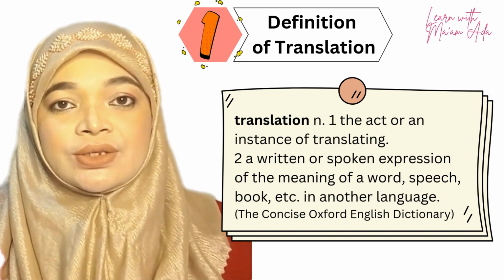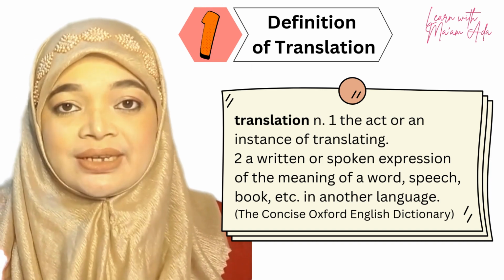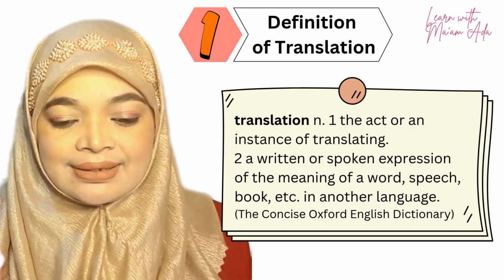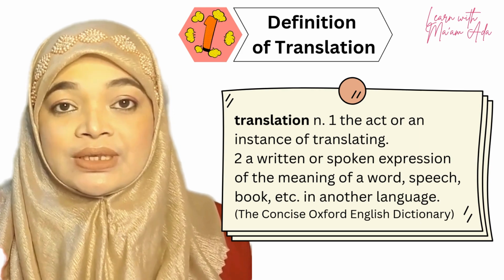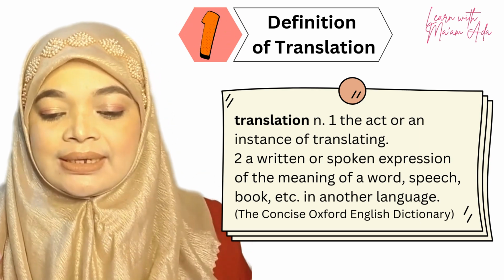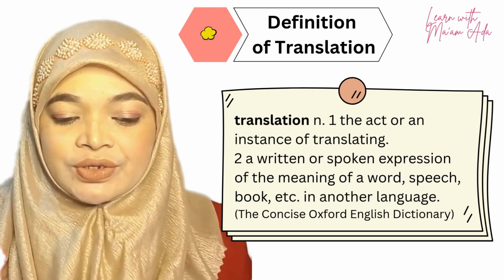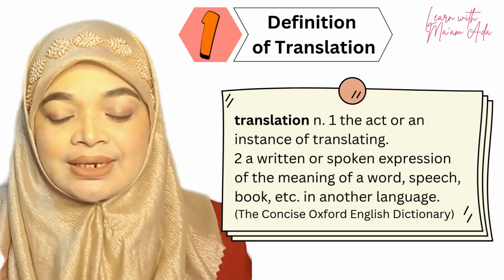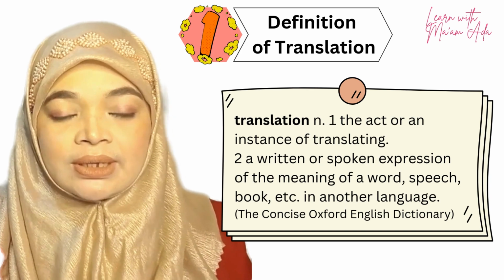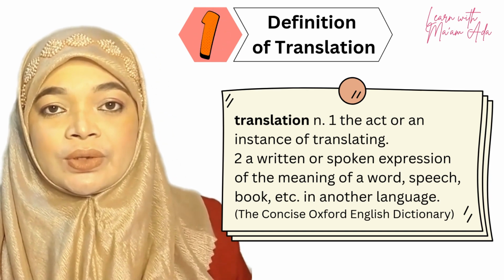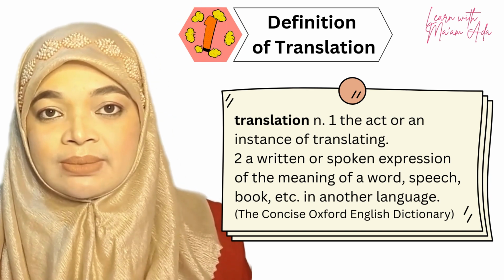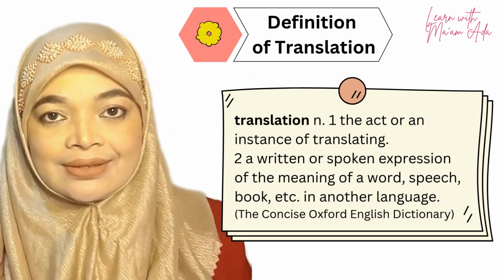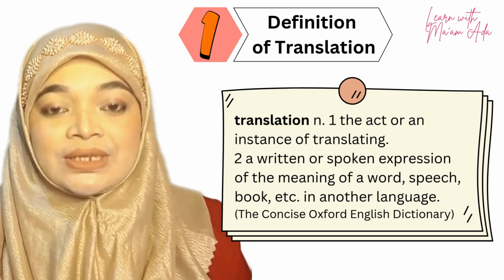According to the Concise Oxford English Dictionary, translation is a noun. First, it is the act or an instance of translating. Second, it is a written or spoken expression of the meaning of a word, speech, book, etc. in another language. Now let us focus first on the first definition given by the Oxford English Dictionary, which refers to the act or an instance of translating.